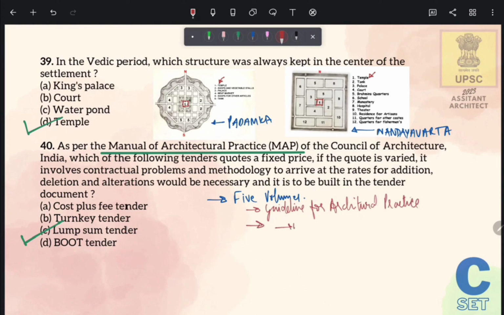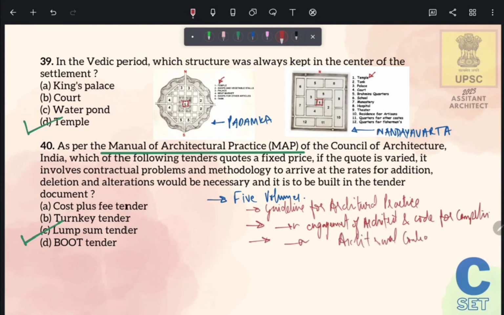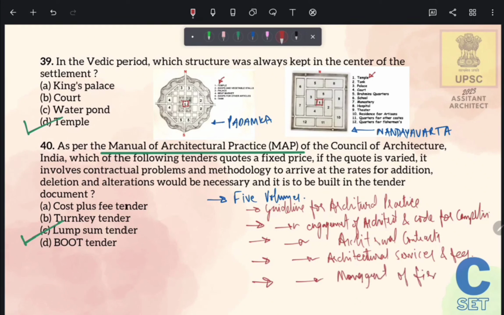Second volume talks about the engagement of architects and code for competition. Third is about the architectural contracts. Fourth is about the architectural services and fees. And the last, fifth volume is about the management of firm. You can purchase these 5 volumes from COA website.